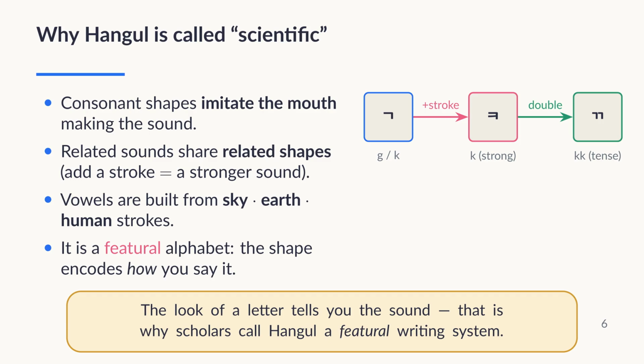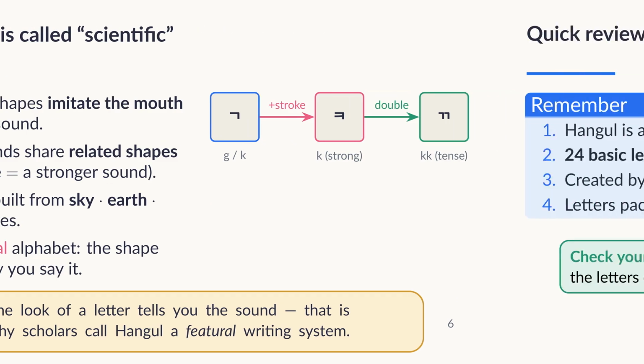Third, the vowels are built from 3 simple pieces that represent sky, earth, and the standing human being, and we will see those soon. Because the shape of each letter encodes how you actually produce the sound, scholars give Hangul a special label. They call it a featural alphabet. In plain words, the look of the letter tells you the sound. No other major writing system does this so consistently, and it is the reason you will pick up Hangul far faster than you might expect.